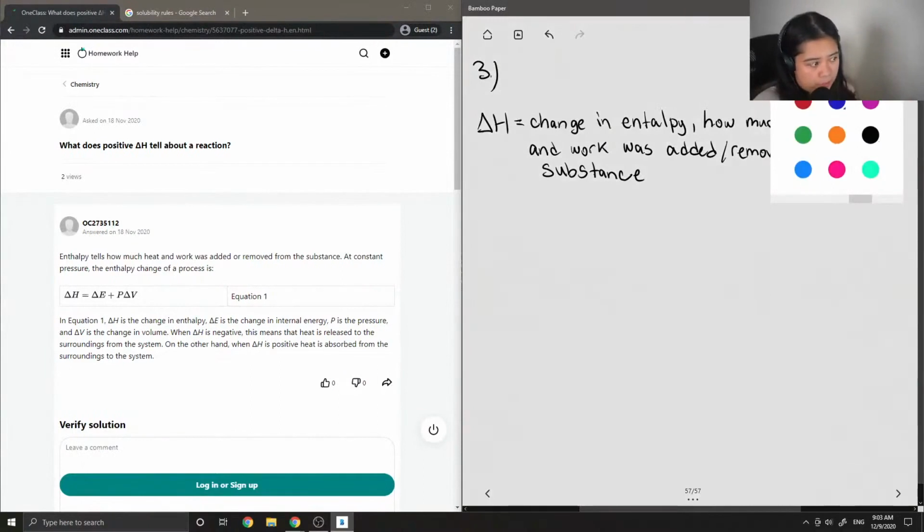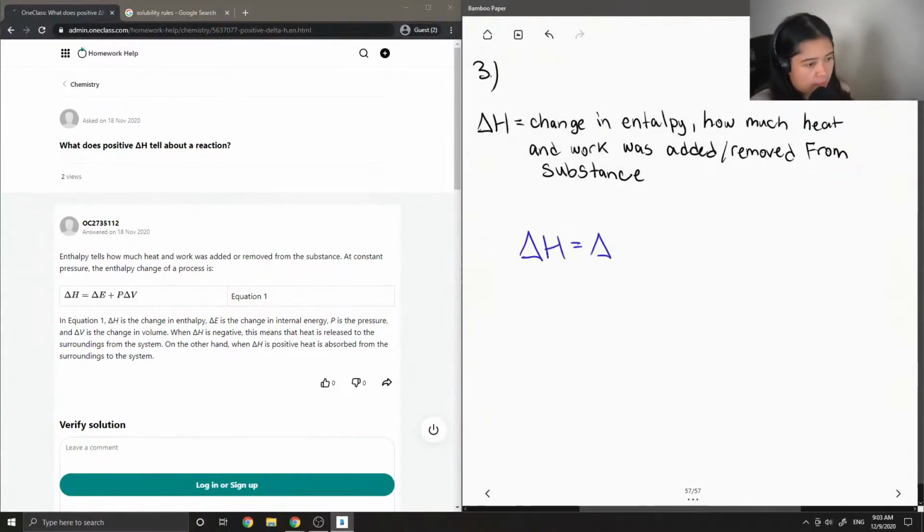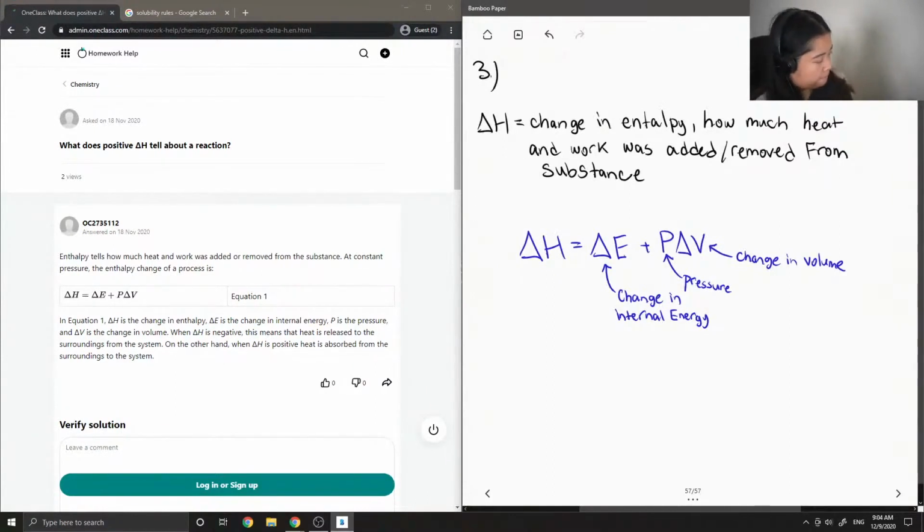Okay, so I'll write out how to calculate delta H. Delta H is equal to delta E plus pressure times delta V. So delta E is the change in internal energy. P is just the pressure. And delta V is the change in volume. So this is one way to calculate delta H.